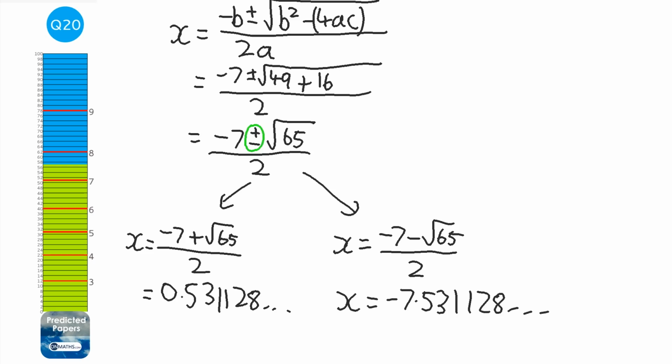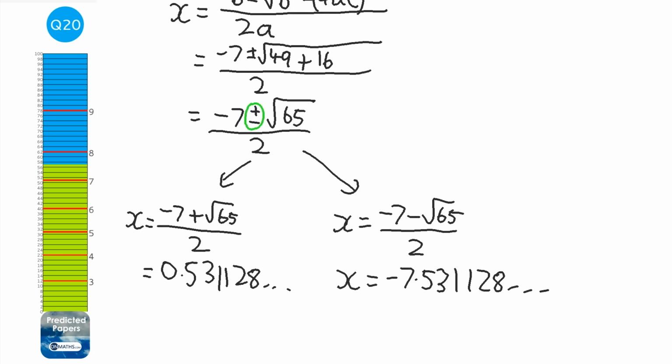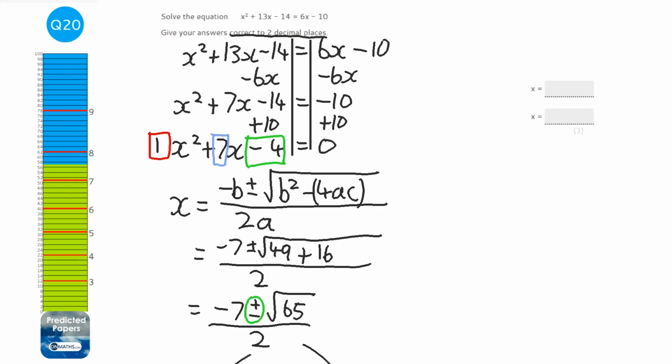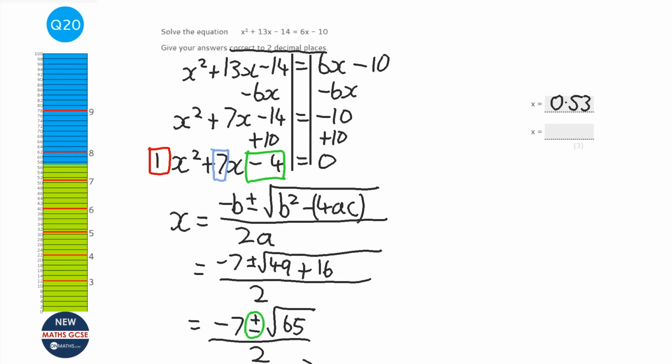That's minus 7.5531128 and so on. Okay, it says to round it to 2 decimal places, does it? Yeah. So we want 0.53. And minus 7.53. There's our answers.